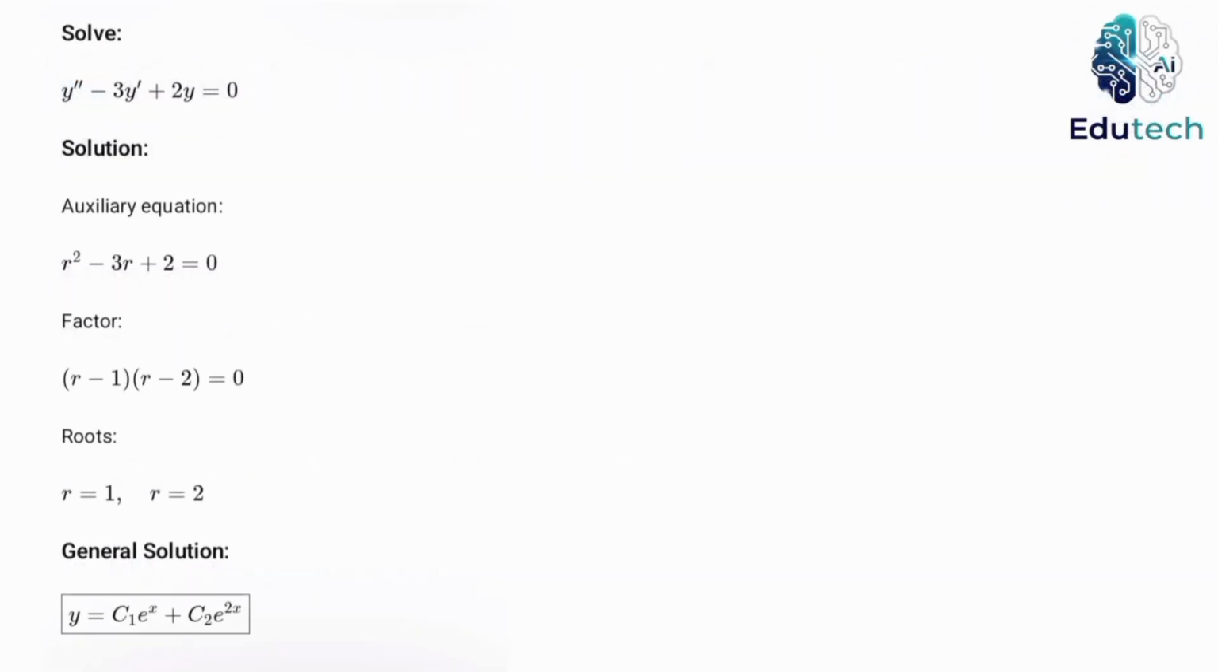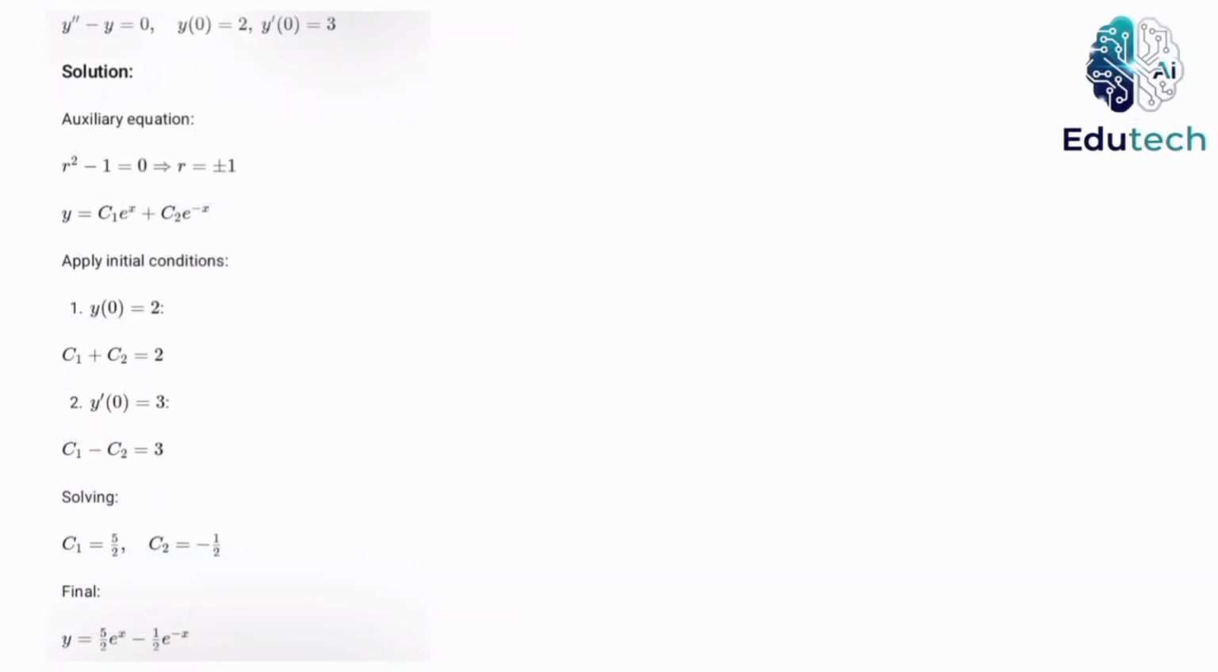Solve y'' - 3y' + 2y = 0. The auxiliary equation is r² - 3r + 2 = 0. Then we can factorize into (r - 1)(r - 2) = 0. The roots are r = 1 and r = 2. The general solution is y = c1 e^x + c2 e^(2x). So we can move on to the next question.